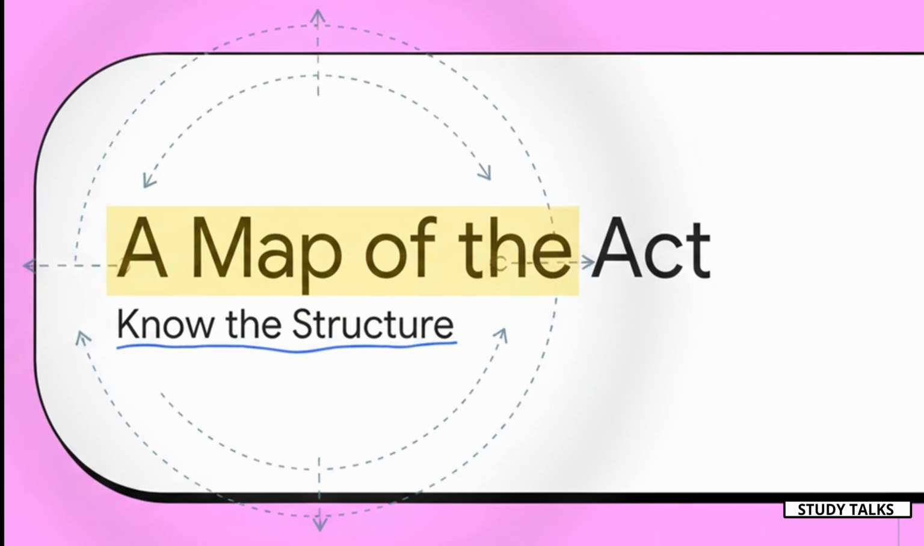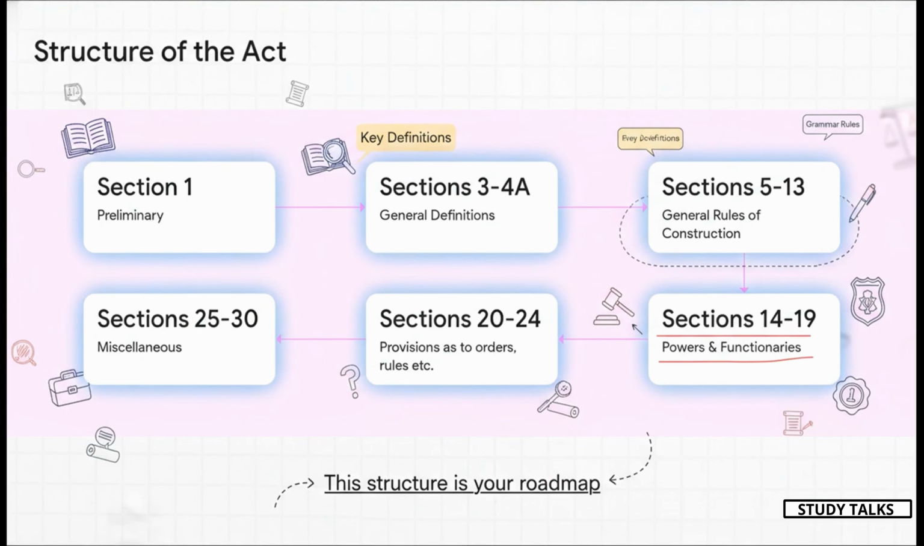Okay, so now that we know the why, let's get a quick map of the act itself. Knowing the basic structure helps you find the right tool when you're in a pinch. The act is laid out pretty logically. After the intro section, you hit the main dictionary. In sections 3 to 4A, that's where you'll find all the standard definitions. Then you get to the general rules of construction in sections 5 to 13. Think of these as the grammar rules for reading any law. Now, sections 14 to 19 are super important.